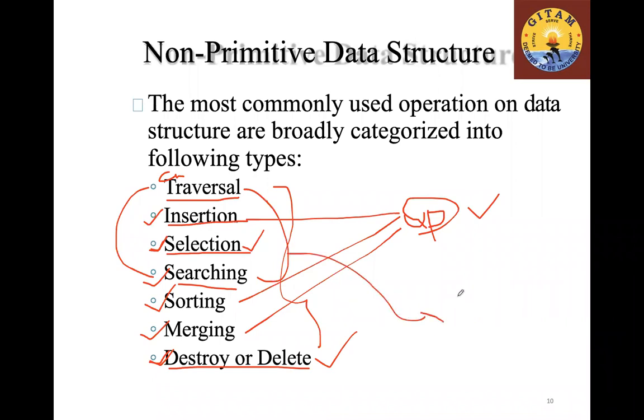That means these are a collection of primitive data structures. Okay, PDS I will write. In the sense that you are traversing from one primitive data structure to another primitive data structure and finding out your searching value, or you want to sort it or something, you can do it. But remember that these are the operations that you can perform.